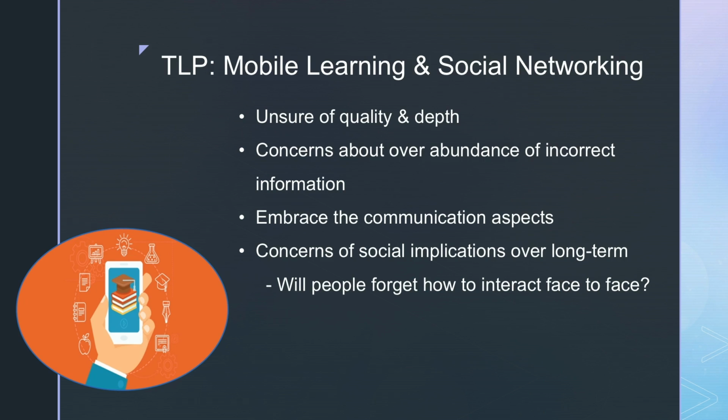TLP, mobile learning and social networking. The traditional perspective on mobile learning and social networking may express issues on quality and depth of instruction. TLP may be concerned about the amount of incorrect information being presented digitally and how easy it would be for learners to build misconceptions. However, this perspective may also embrace the communication aspects of mobile learning and social media to help support sharing of appropriate ideas. The long-term effects of socializing for traditional learning may be a topic of interest since new technology trends emerge relatively easily. Will people forget how to interact face-to-face may be a question that has yet to be answered.